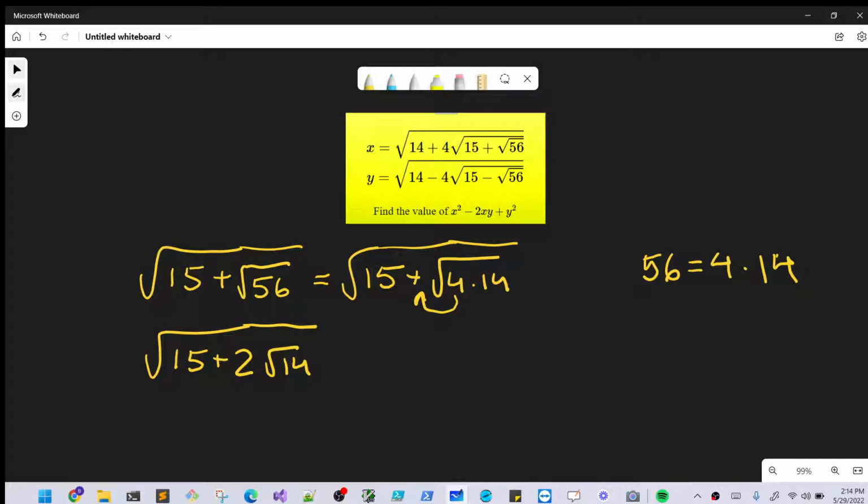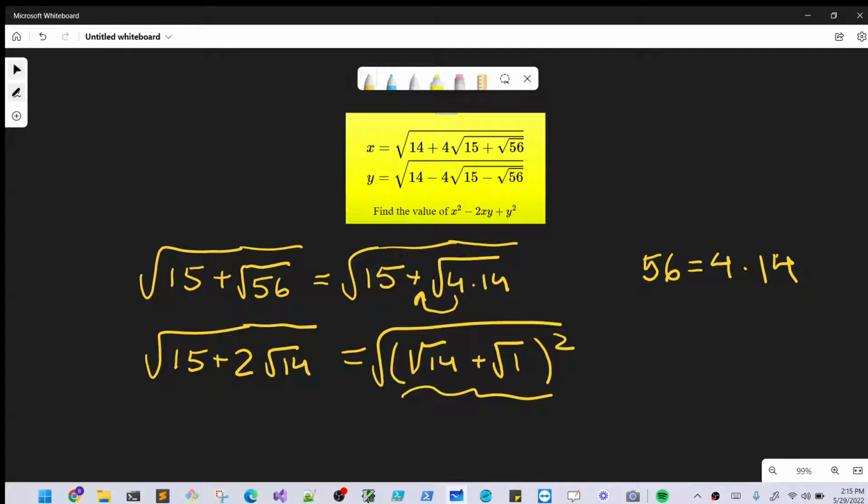And then the next step might not be obvious if you're not used to this, but this can be factored like this: the square root of 14 plus, we'll write it as the square root of 1, even though we know that's 1, squared. Notice that if you just distribute, multiply that out, you should get back to 15 plus 2 square roots of 14. So next we can basically cancel the square and the square root, and this inner square root is going to be equal to the square root of 14 plus 1.